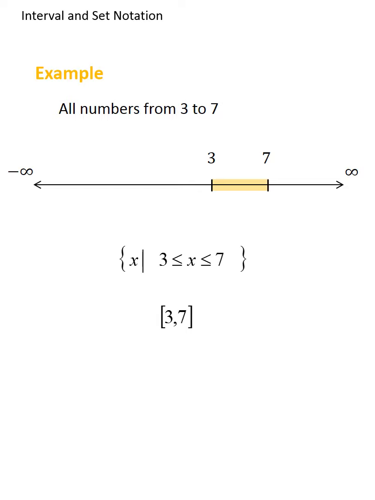In interval notation, we would express the set this way. An interesting fact about interval notation is that it always has a comma in it, and that comma represents the word through. So this would be read the closed interval from 3 to 7. The closed interval, by the way, is one that contains its numerical endpoints, and this one does.